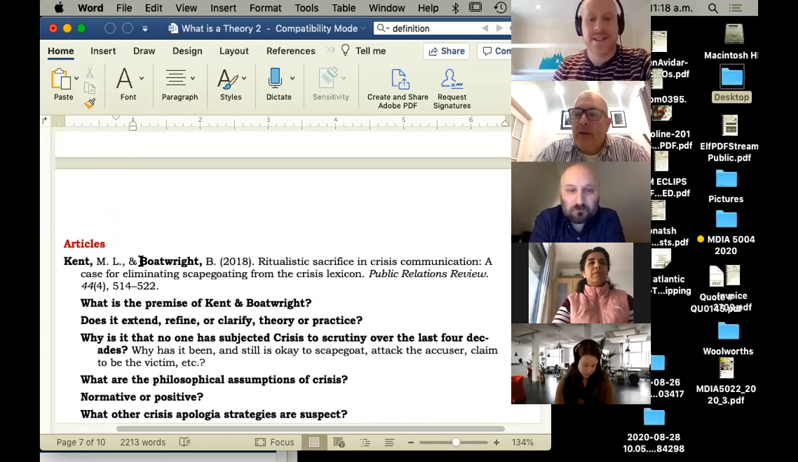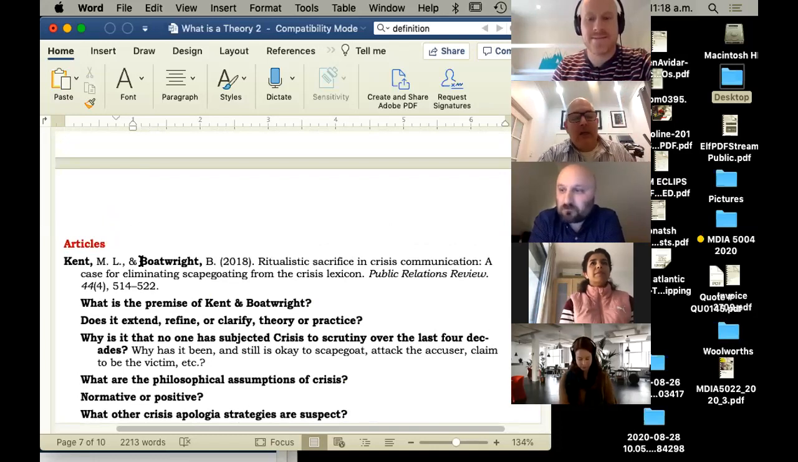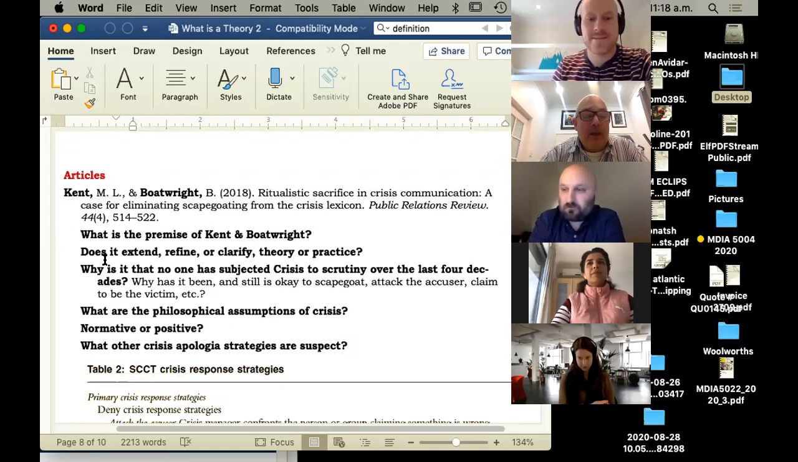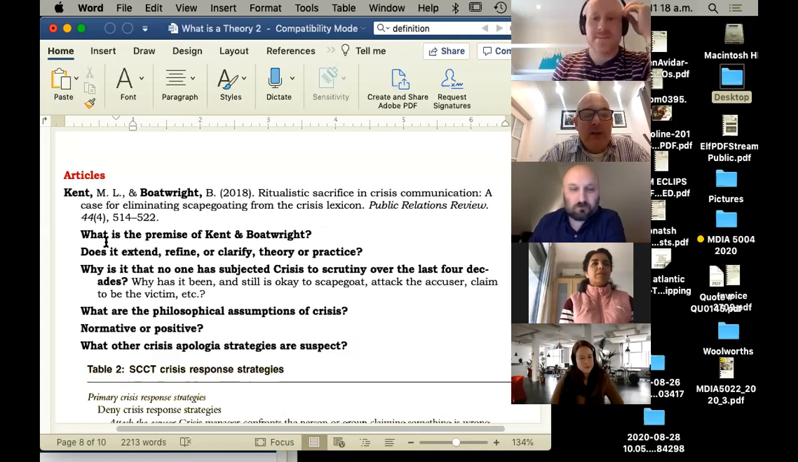And so I don't think we built a new theory, but what we did was extend our thinking about this theory, try to refine it. So here, does it extend, refine, or clarify? We basically try to extend crisis a bit by saying that we should be more aware of certain things, but we're also trying to refine and clarify the concept of it.